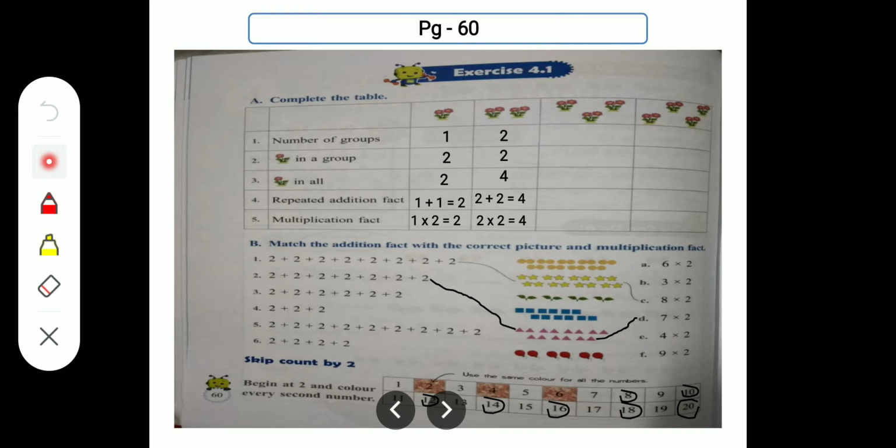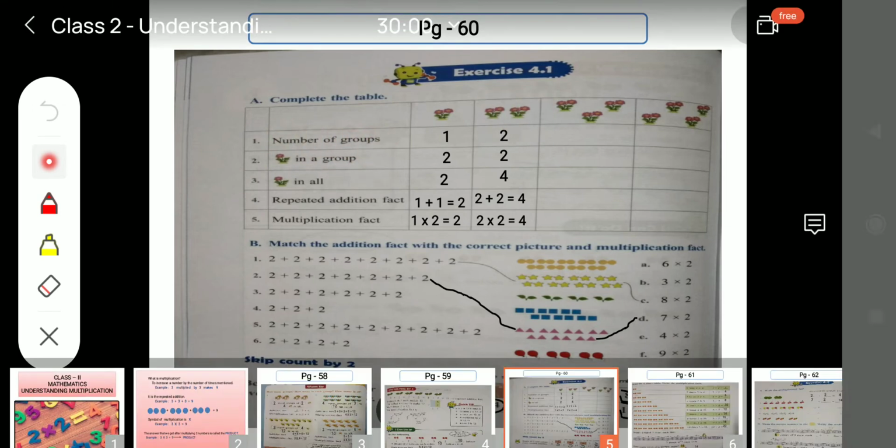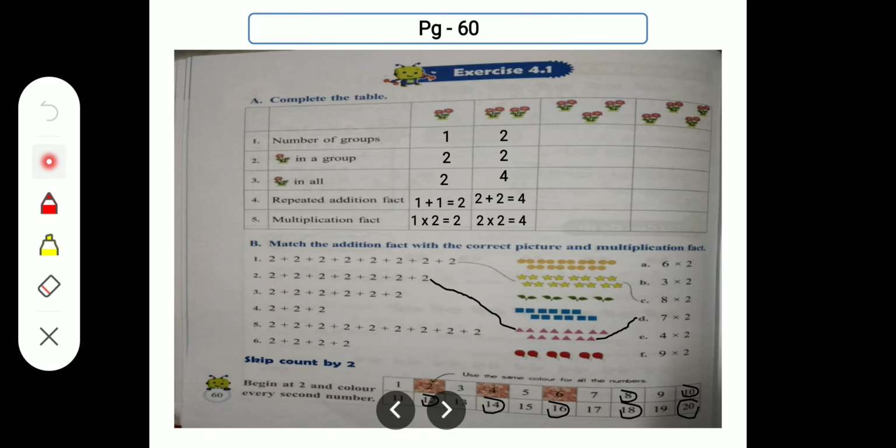Now let us see this one. Number of groups 1, 2. So 2. Flowers in a group 2, and flowers in all 4. 1, 2, 3, 4. So 4. Now what is the repeated addition fact? 2 plus 2 is equal to 4, as there are 2 in each group. And the multiplication fact is number of groups, that is 2, multiplied by number of flowers in each group, that is again 2. So 2 multiplied by 2 is equal to 4.